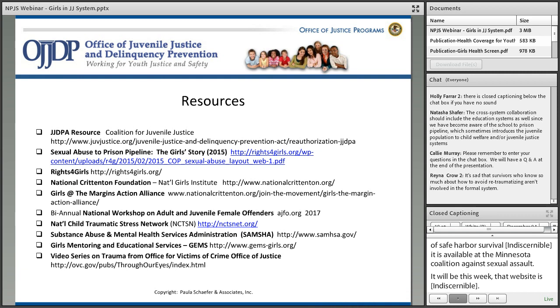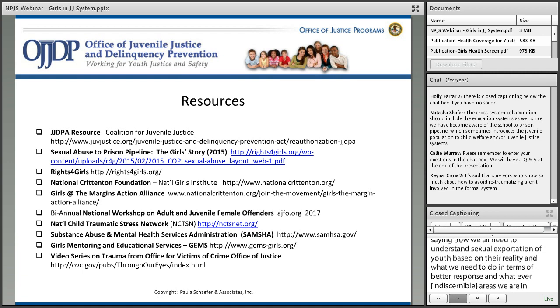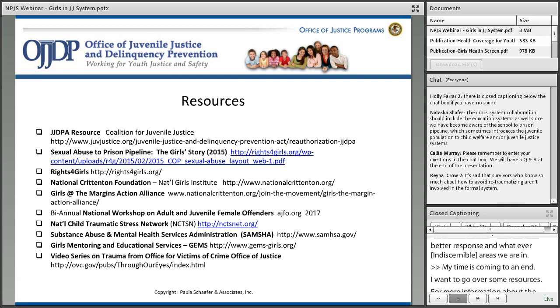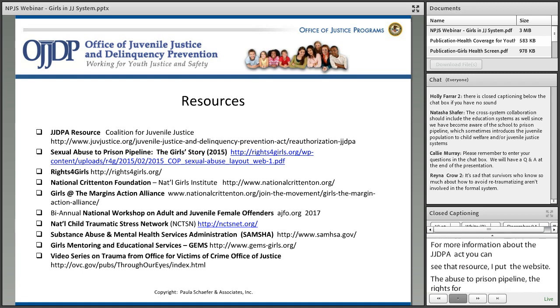All right, my time is coming to an end here, but I want to go over some of these resources. For more information about the JJDPA Act, you can see that resource. I put the website for the Sexual Abuse to Prison Pipeline, the Rights for Girls website, and the National Crittenton Foundation, which I mentioned a couple of times. The Girls at the Margin Alliance is through the National Crittenton Foundation, as is the National Girls Institute. Girls at the Margin is having a fabulous webinar tomorrow with Francine Sherman, one of the leading researchers on girls in the juvenile justice system, so you can contact them.